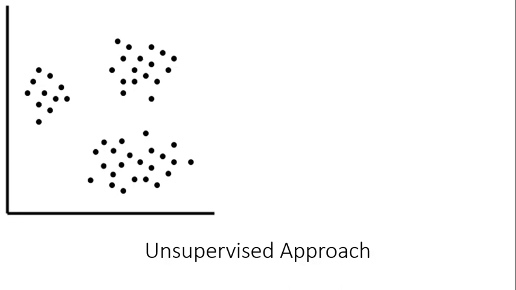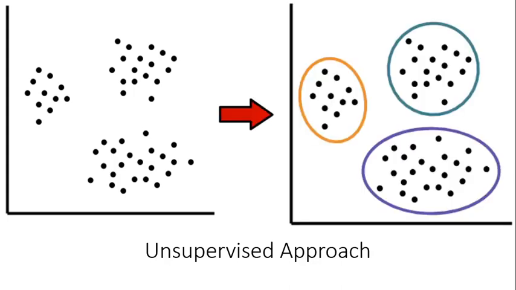Let's take an example. In your unsupervised machine learning approach, this can be your data. So you have only the data that is available for you. Now based on this data, your output can be like this. So what you are doing, the data having similar properties, you'll group together.